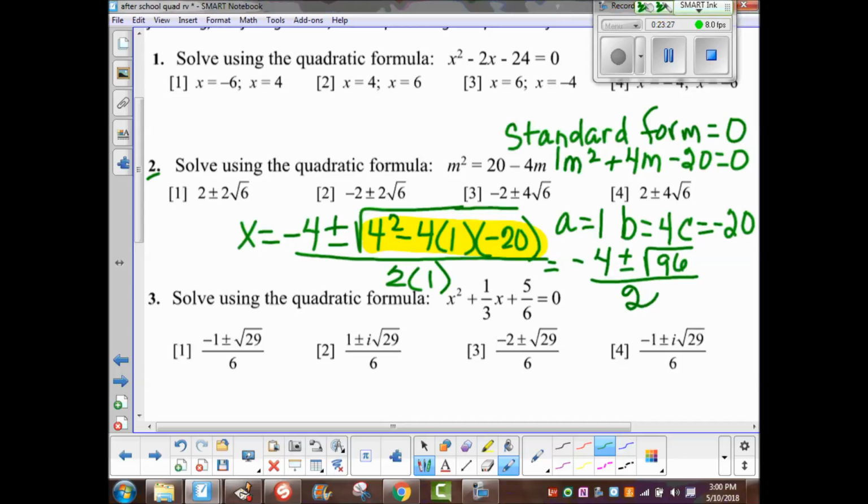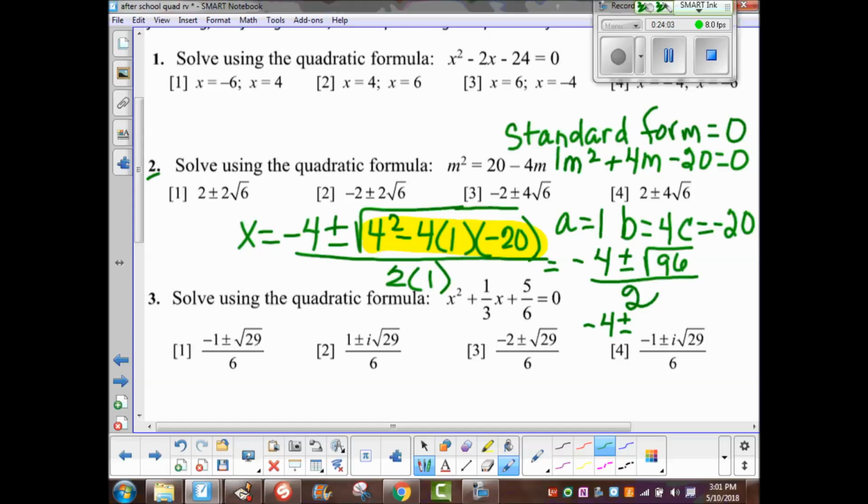Now I'm going to pause and look at my choices. I don't see anything that looks just like that right now. What I would do is, this just needs to be simplified. So we end up with, I'm running out of space, negative 4 plus or minus, let's think about 96. Think about some factors of 96, and one of them is a perfect square. What two numbers multiply to 96, and one of them is a perfect square?